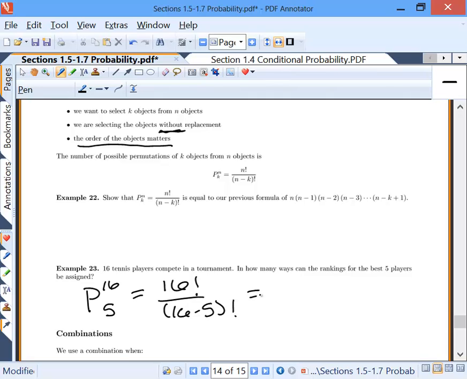So how do we do that with NCR and NPR? Depending on your calculator, on the TI-89, I would do 16, 5, right?